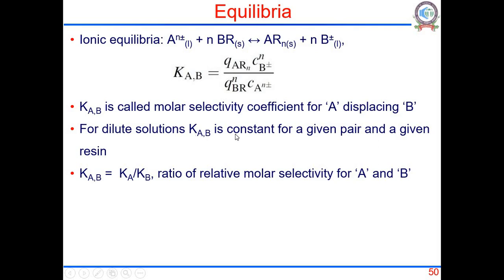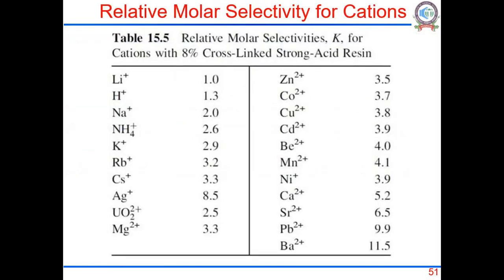For dilute solutions, K_AB is typically constant for a given pair and a given resin. You can think about this K_AB as a ratio of K_A divided by K_B, just like we do for liquid-liquid extraction. The individual values of K_A and K_B are called the relative molar selectivity for A and for B. We will see some typical values of K_AB and then we will solve a problem. Typically, let's say we are looking at cations on a strong cation exchange resin.